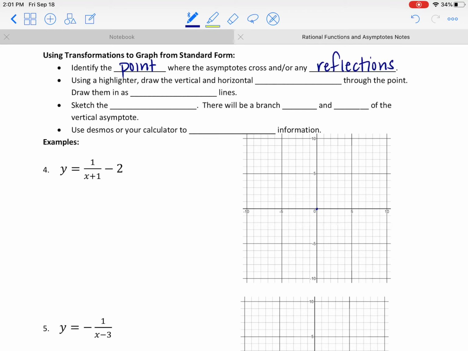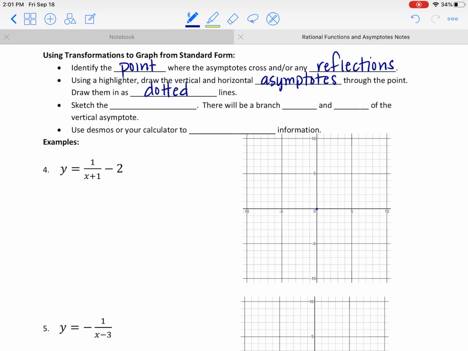Alright, so we're also going to want to identify if we have any reflections, and there's no negatives multiplied here, so we don't have to worry about that. We're going to use a highlighter to draw in the vertical and horizontal asymptotes. And we want to make sure that we draw these in using dotted or dashed lines. The reason we do that is because the dotted or dashed line says that those lines aren't actually parts of the graph. They're just visual barriers to show the graph can't go there, but they aren't actually the graph. The graph itself is just the branches, okay?